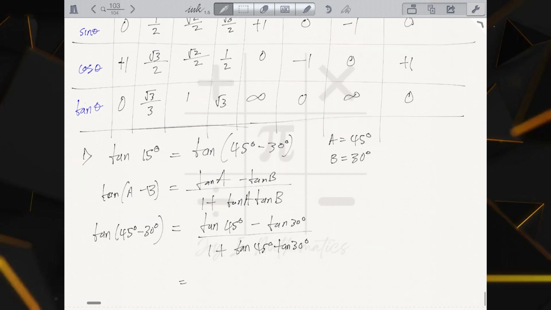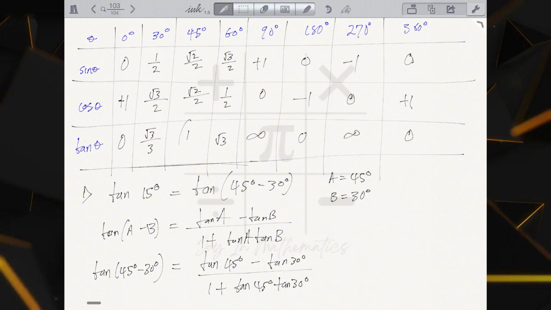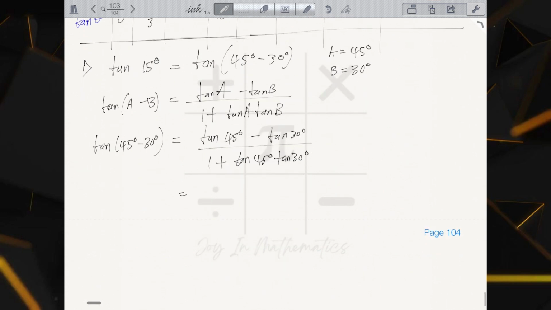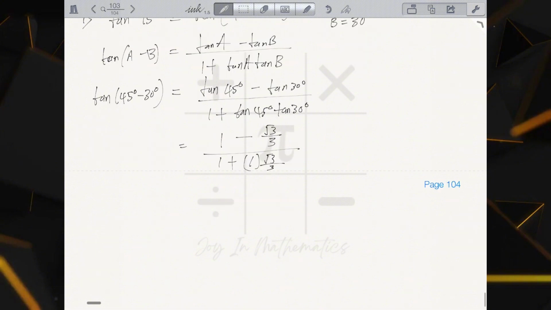So going back to our table, we can see tan 45 degrees is equal to 1 and tan 30 degrees is root 3 over 3. So let's simplify that now. So this will be 1 minus root 3 over 3, divided by 1 plus 1 multiplied by root 3 over 3. So if we simplify this further, we will have 1 minus root 3 over 3 on the numerator, and on the denominator we'll have 1 plus root 3 over 3.